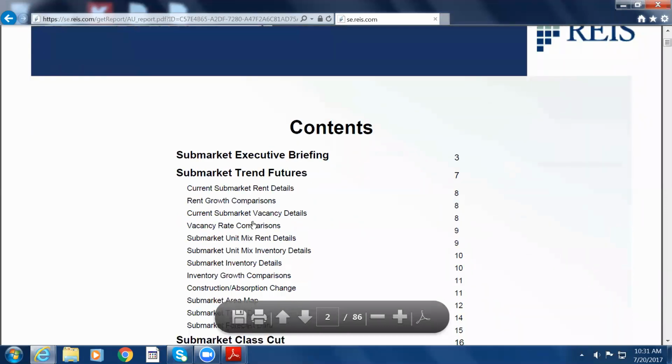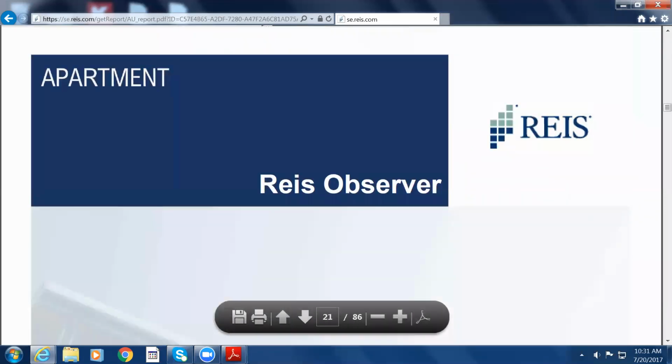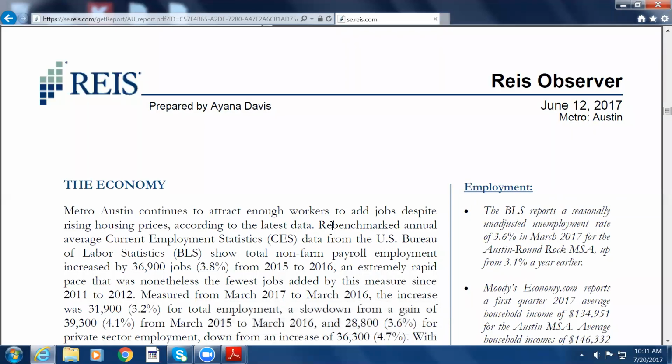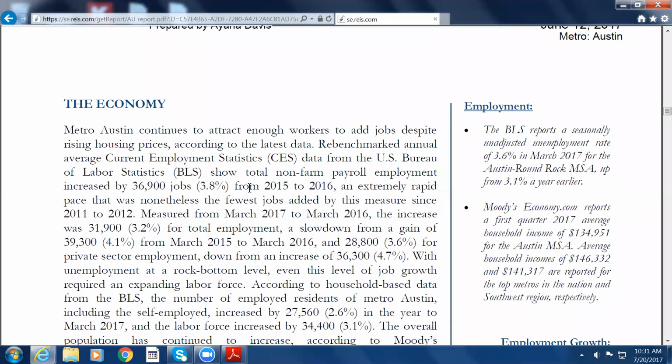And then tying everything together is our Reis Observer. Now, this is a report that we actually write. We leverage sources in the market. So you'll see a lot of sources here based on Austin. If you look at it for another market such as Dallas, we'll have those local sources as well. But what we're doing is actually using those sources and our data to provide a little bit more commentary on why the market is performing the way that it is. So these will come out every 90 days.